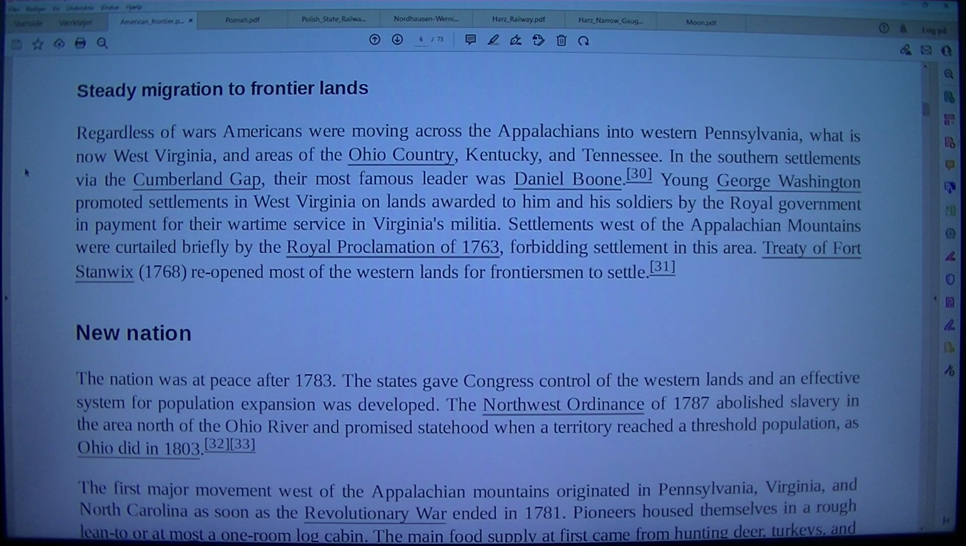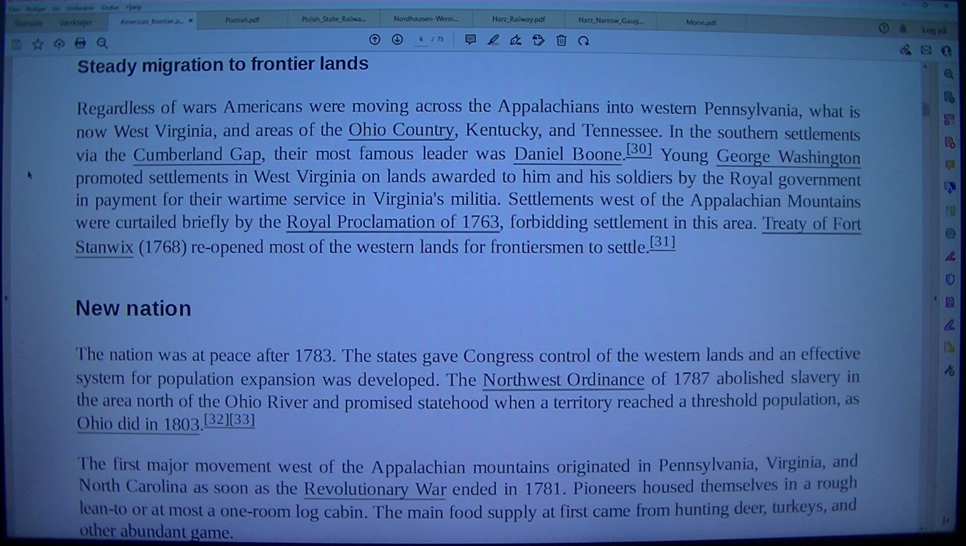In the southern settlements via the Cumberland Gap, their most famous leader was Daniel Boone. Young George Washington promoted settlements in West Virginia on lands awarded to him and his soldiers by the royal government in payment for their wartime service in Virginia's militia. Settlements west of the Appalachian Mountains were curtailed briefly by the Royal Proclamation of 1763, forbidding settlement in this area.